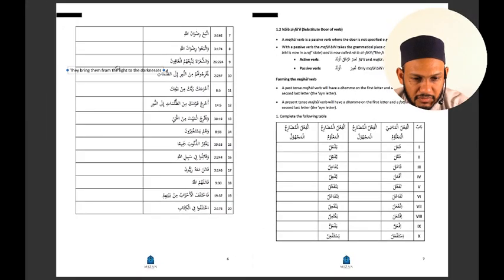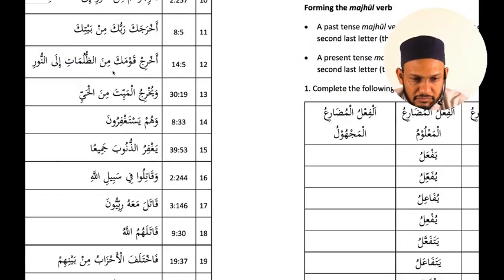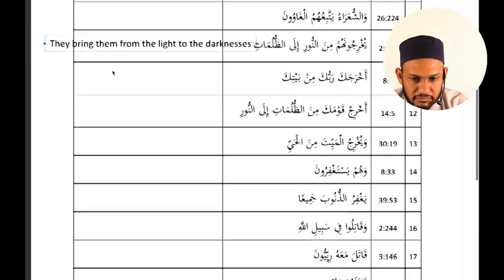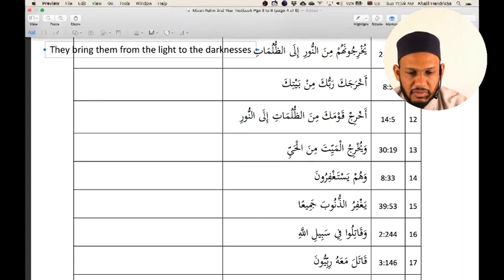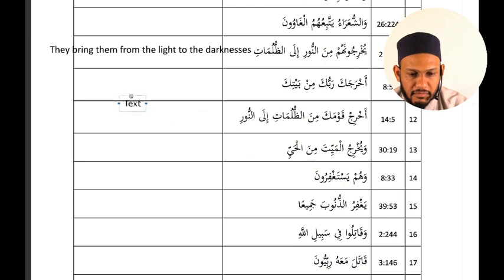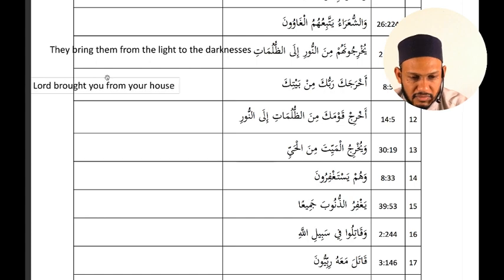Okay, it's maybe this one here. Next one. أخرجك ربك من بيتك. So the رب is the فاعل there, and the ka is the مفعول به. So it's going to be: your Lord is the fa'il, brought you from your house.